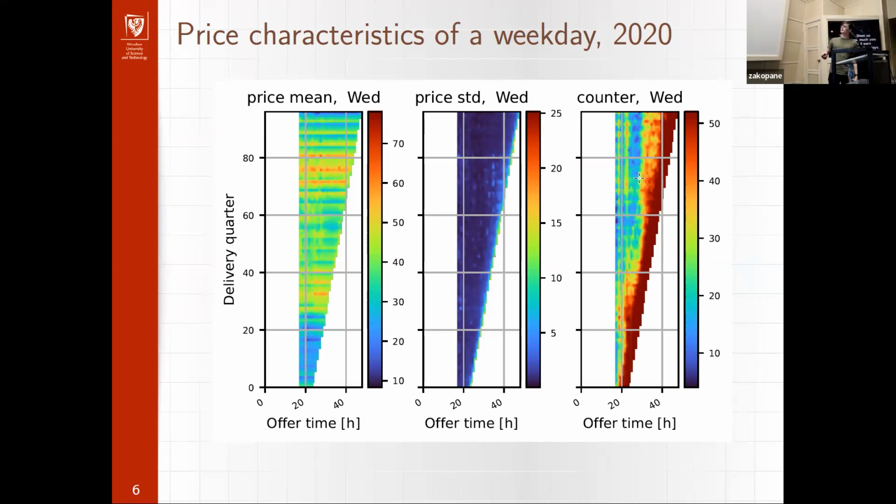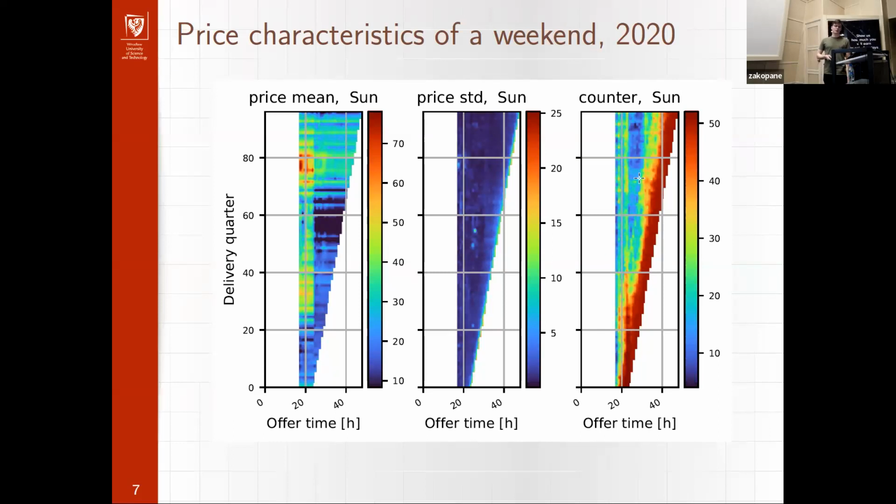Then the standard deviation is really low long before delivery, and it's high only at the front of the market. And here we have the counter of trades, and the counter shows us that a lot of trades happen about 3 hours before the delivery, and not really earlier. Okay, and something is happening during the weekend. To be honest, I have not yet uncovered why, but it's clearly different from the weekday, and therefore we decided that we need to put in some dummies, some indicators of the day of the week, if we want to forecast, because otherwise the model will see that and just go crazy, since it's really different from this picture.